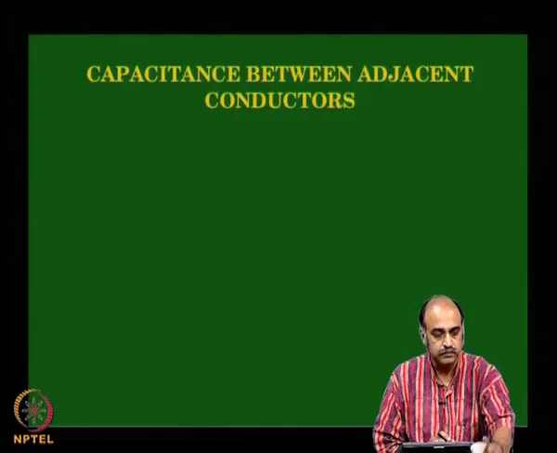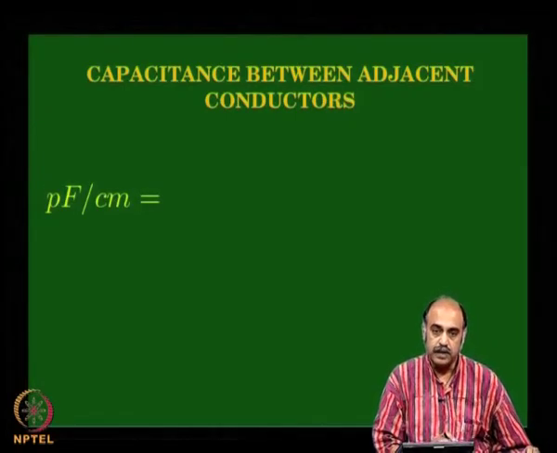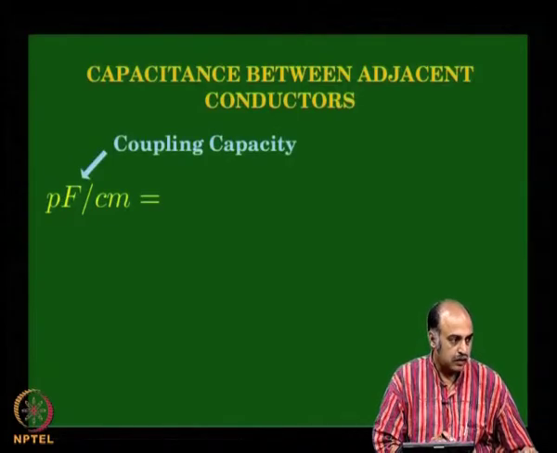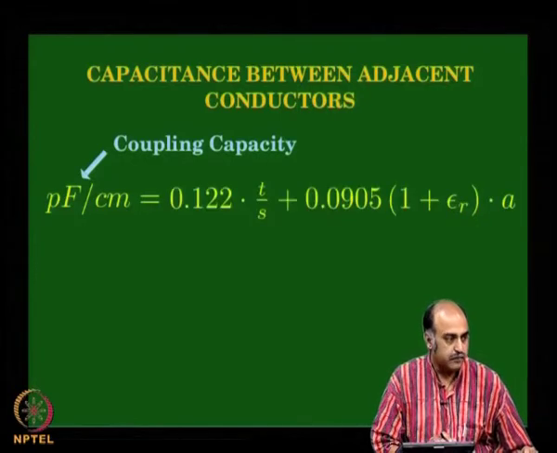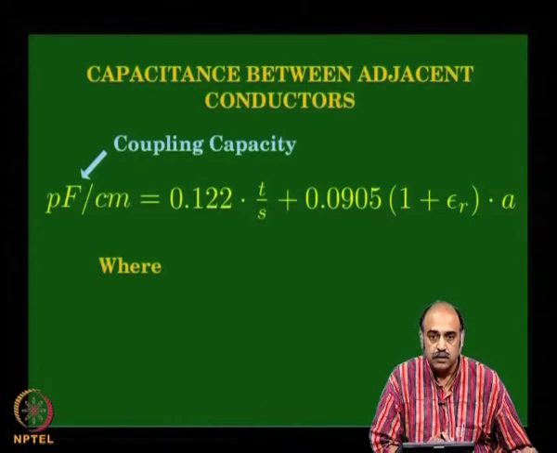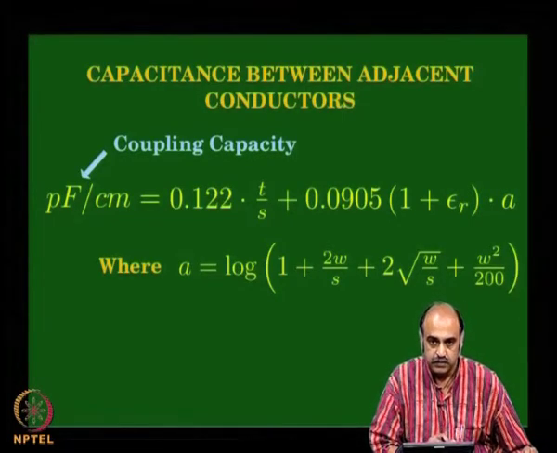Now, going back to the slide, you see that the coupling factor, which is expressed as picofarads per centimeter run of the track, or the coupling, it is also called coupling capacity, is given by this kind of an equation: 0.122 into T by S plus 0.0905 into (1 plus epsilon r, the dielectric constant) into another factor A, where you have A which is the log of a function which is formed from W, which is the width of the track, and S, which is the spacing between the tracks.